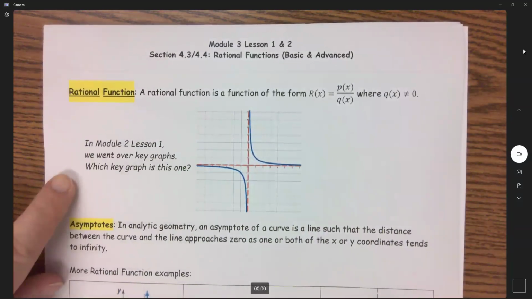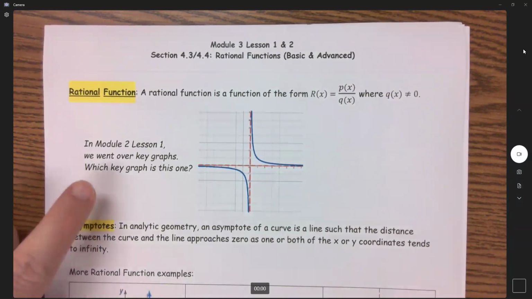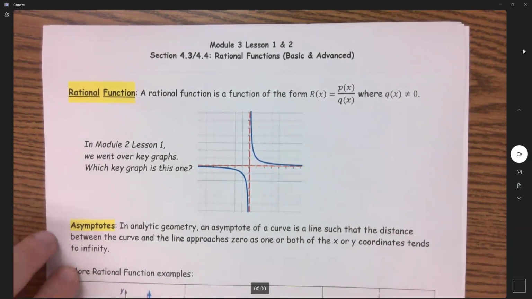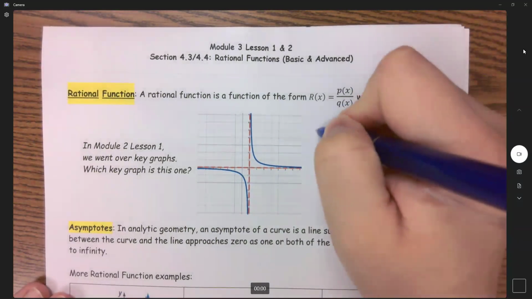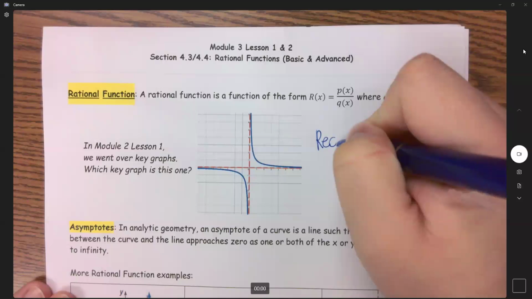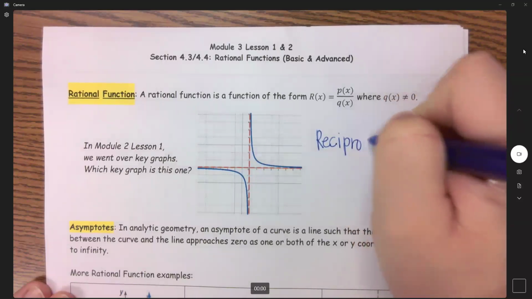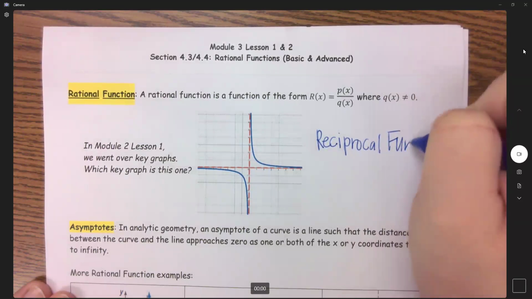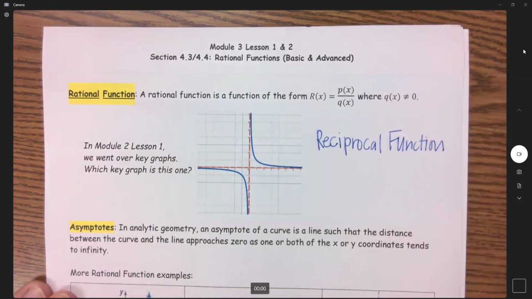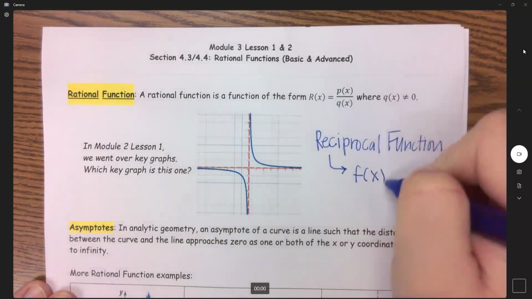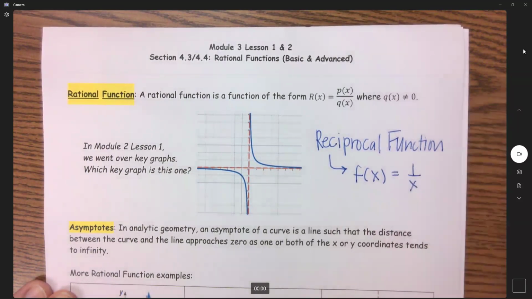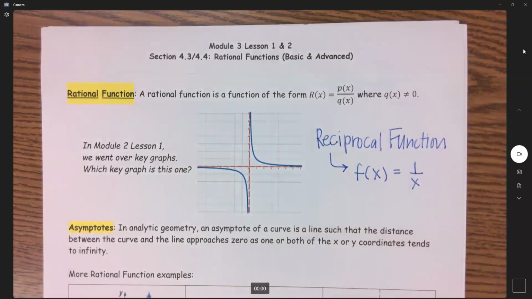So in module 2, lesson 1, we went over key graphs. Can you remember which key graph this is? Pause it if you want a little bit more time to either look back at your notes or think about it. This was your reciprocal function. And your reciprocal function was f of x equals 1 over x. So this is your most basic form of a rational function.